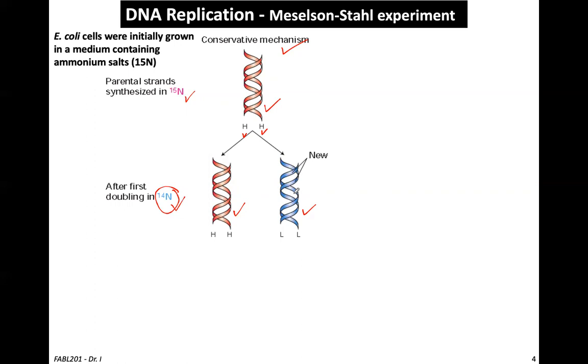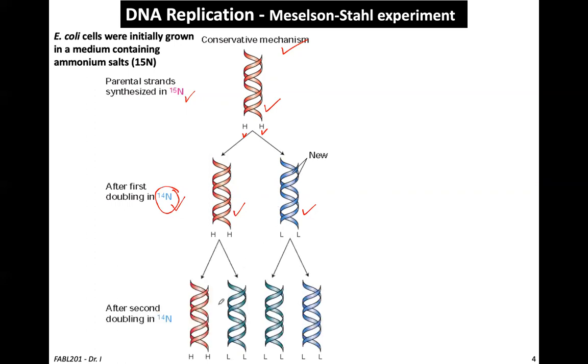If we do another doubling in a medium that is N14 as well, you will have a bacteria with the same DNA as the parent, and two new DNA arise based on the medium, which is N14. So this theoretical diagram represents the nature of the DNA if it's grown first in N15, then in N14, the lighter nitrogen.